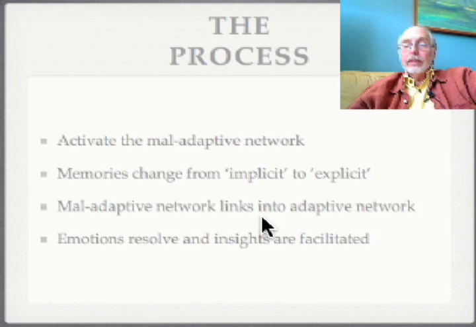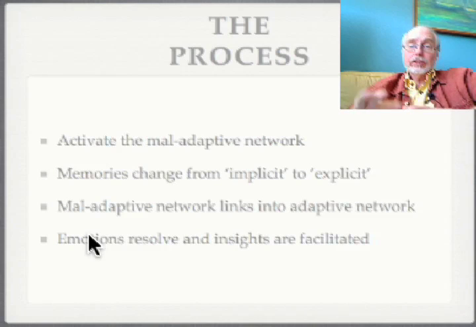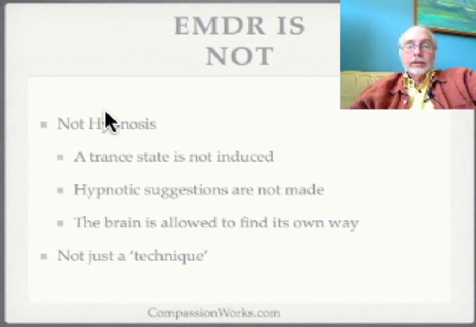The maladaptive network links into the adaptive network, which helps facilitate insights, and it also waters down the effect of the maladaptive neural network. Assuming that's the smaller one, when the maladaptive network starts to link up to the larger network, then it becomes less volatile and less highly charged.